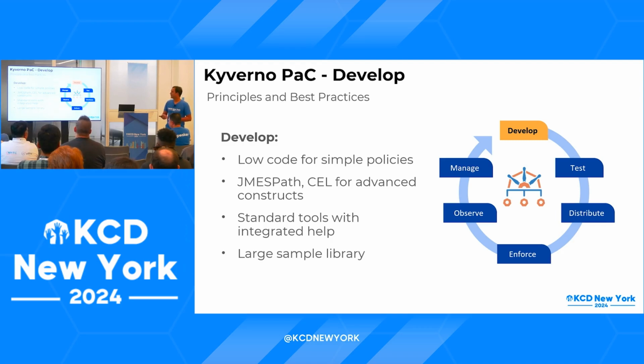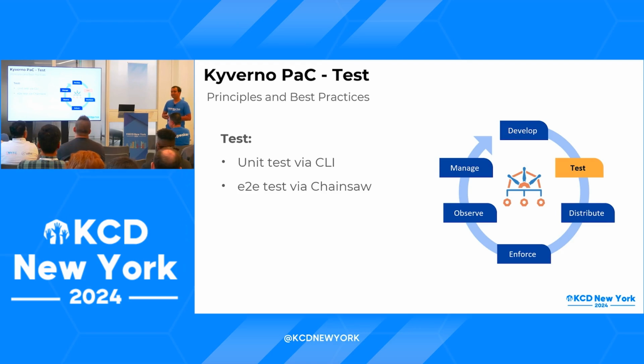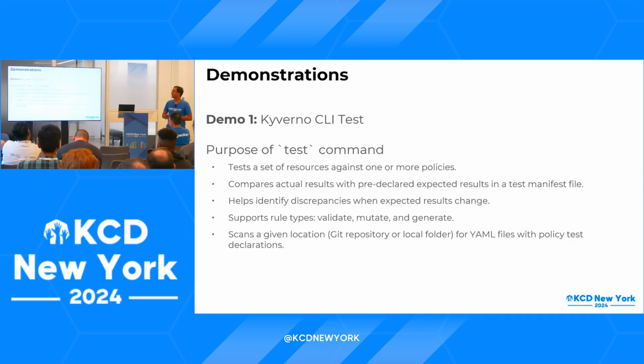All right, moving on from here. So just like any software, Kyverno policies have to be tested to make sure they work as expected. And with Kyverno, we have two types of tests. We have a unit test, which uses Kyverno CLI, and then we have a Chainsaw test, which is an end-to-end test. We'll look into this in depth in the next slide. So in the interest of time, I'm going to jump into the demo quickly.